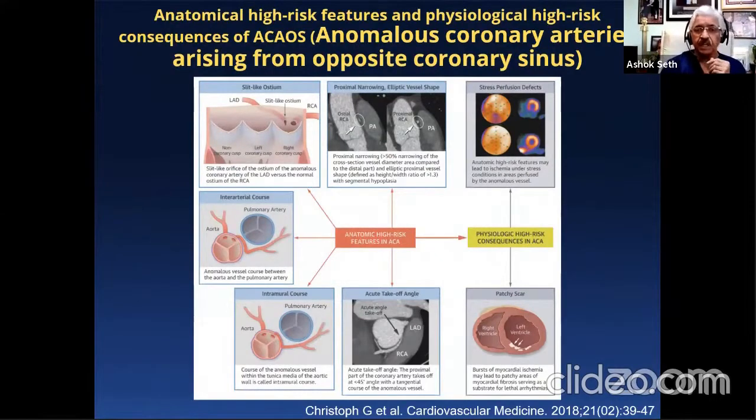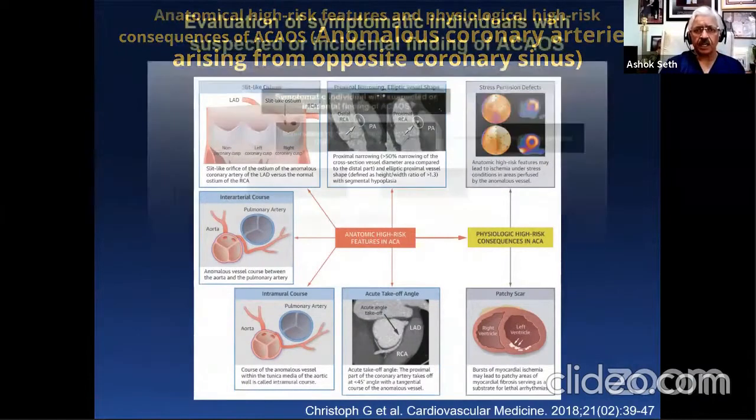And of course, all this can be assessed with stress perfusion or stress imaging, and can be assessed at MRI imaging. Patchy scars can also be seen in some cases over a prolonged period of time, which could be a substrate for lethal arrhythmias. I think we want to understand the important aspects.